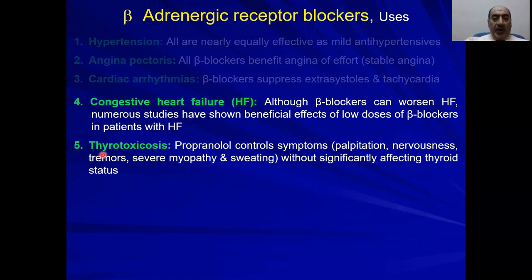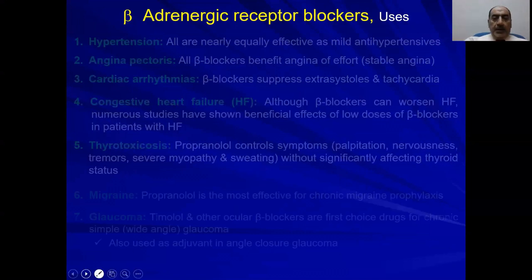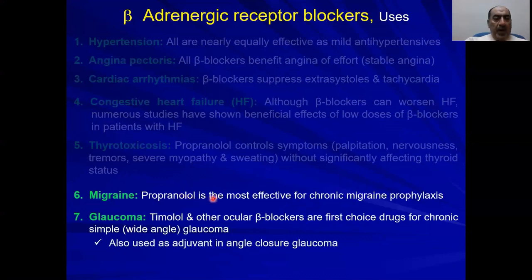They are also helpful in patients with thyrotoxicosis. They control symptoms like palpitation, nervousness, tremors, severe myopathy, and sweating, without significant effect on the thyroid gland itself. Migraine: propranolol is one of the most effective drugs for chronic migraine prophylaxis. And glaucoma: like timolol and other beta blocker drugs, they inhibit the production of aqueous humor, so they decrease the intraocular pressure. They are used as an adjuvant in angle closure glaucoma.